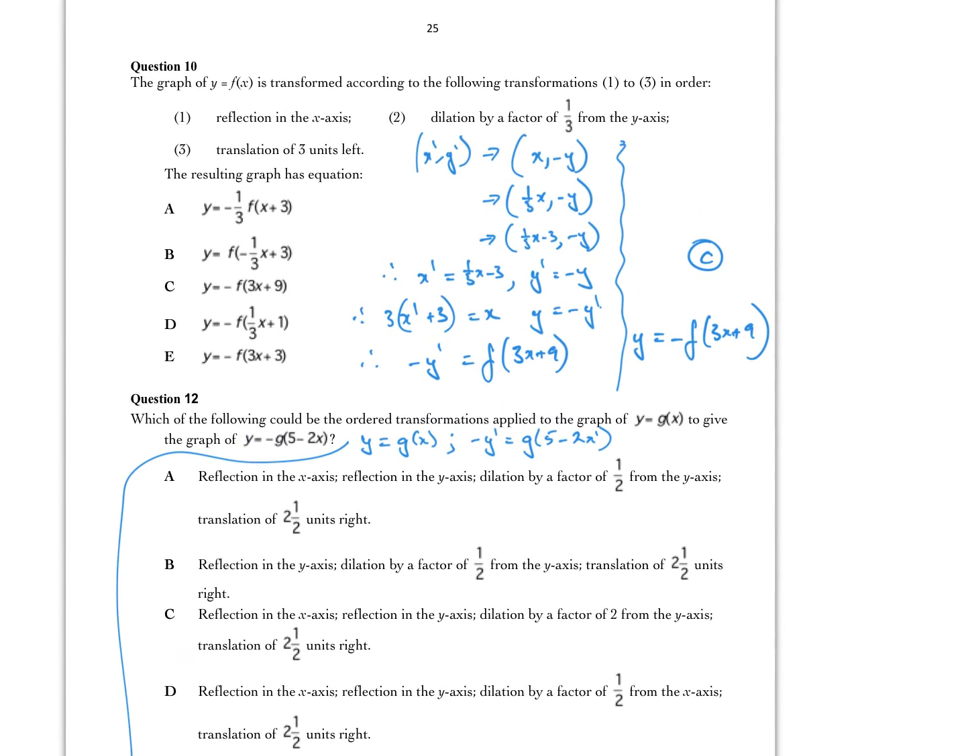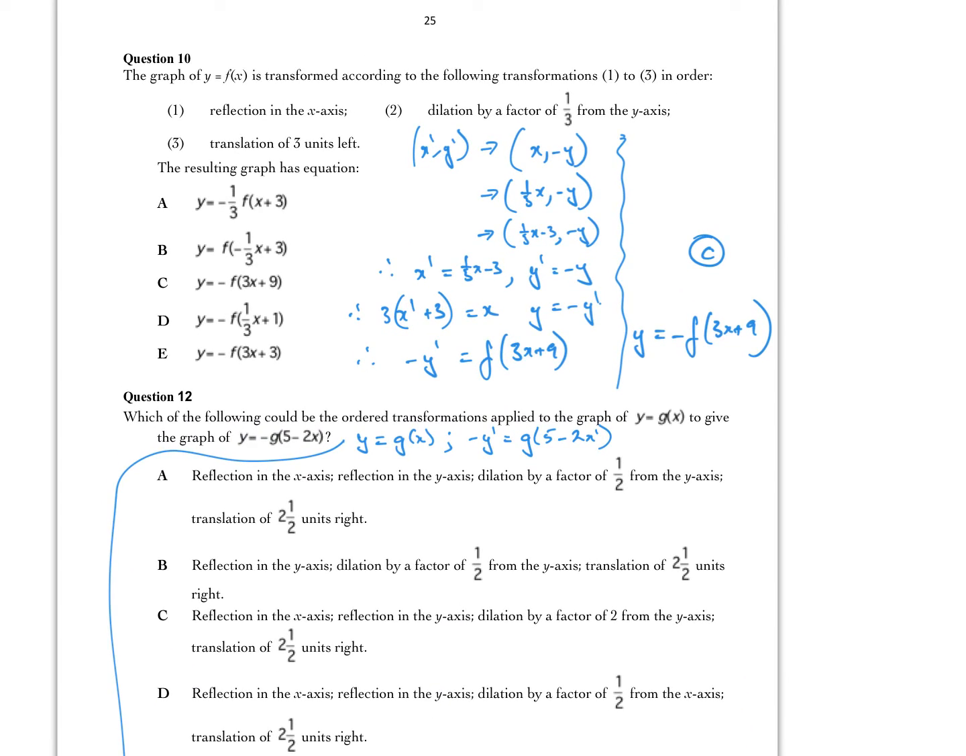Back to the question 10 labelled. All right, again, what are the series of transformations that are taking place here? So (x', y') is equal to: reflection in the x-axis, y value, -y. Dilation by a third from the y-axis means my x value gets affected, a third of x. 3 units left means I'm subtracting 3 from the x value. All right, so there's my series of transformations. x' is equal to 1/3 x minus 3. y' is equal to -y.